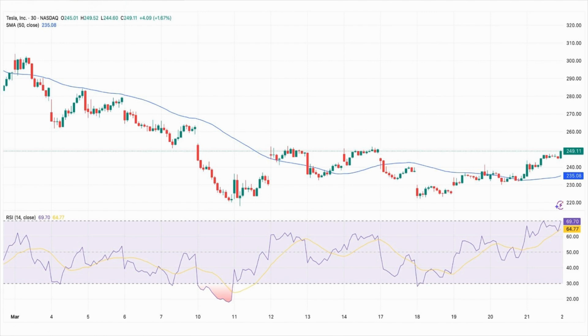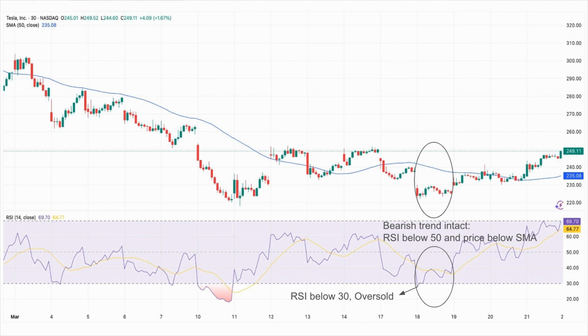On March 18th, the RSI starts below 30 in oversold territory, and although it attempts to recover somewhat, it remains below the critical 50 threshold throughout the trading day. Simultaneously, Tesla's price continues to consolidate below the 50-day SMA.